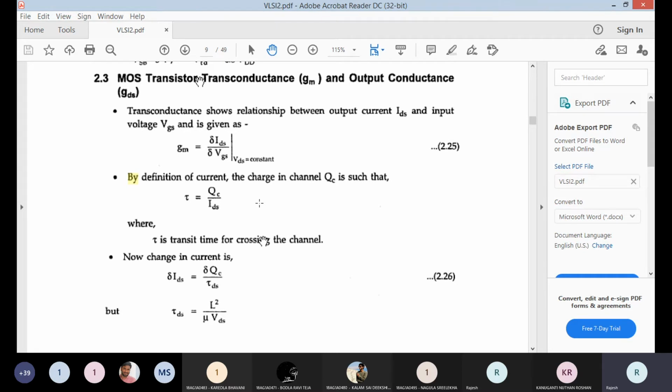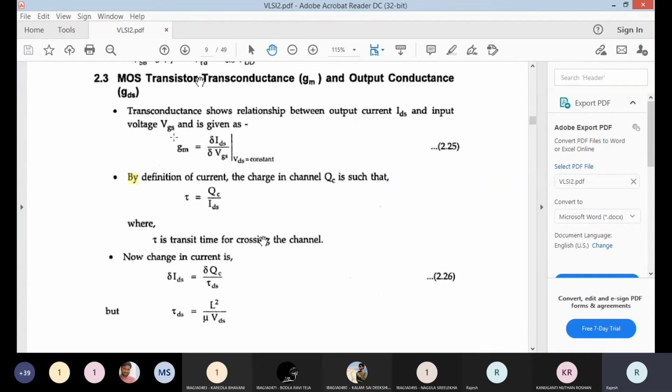Electrons come and settle in the channel, and drain voltage will make the corresponding current move. So transconductance is nothing but output current by input voltage. What is output current? The rate of change of IDS with respect to the rate of change of input voltage. You apply a gate voltage of only 5 volts, 10 electrons. You apply 10 volts, 20 electrons. It means as gate voltage increases, the corresponding current will increase.